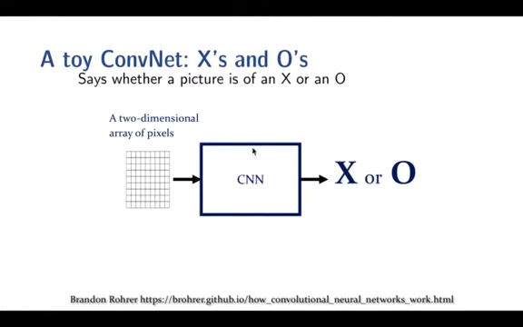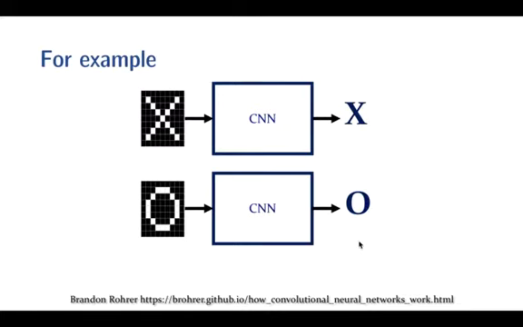Then there is a CNN that outputs a decision whether the picture is, let's say, an X or an O. Say I have a picture that can only be an X or an O, and I'm trying to learn to tell which. If I input an X, the value of the X output should be high, and if I input an O, then the value of the O output should be high. So I want to train this network to be able to do that.